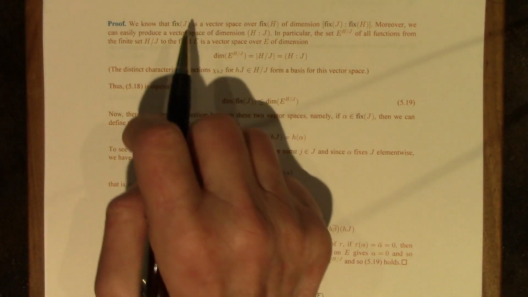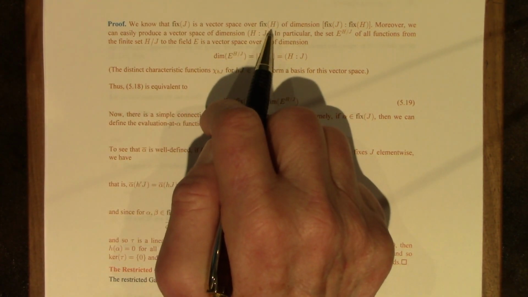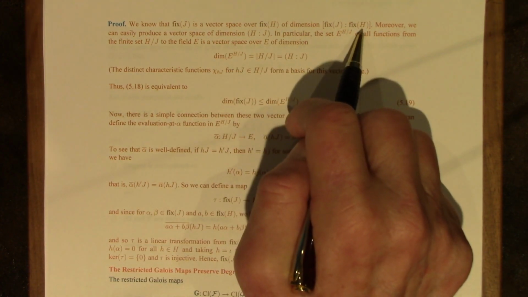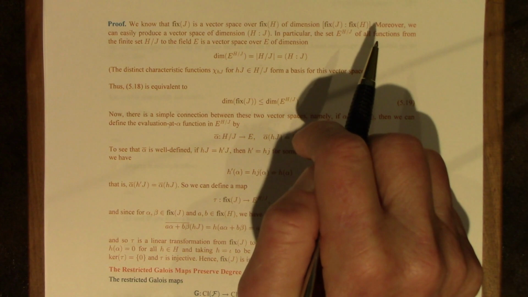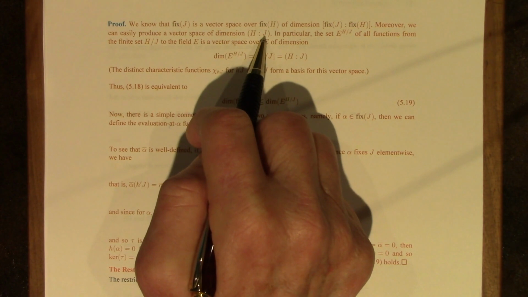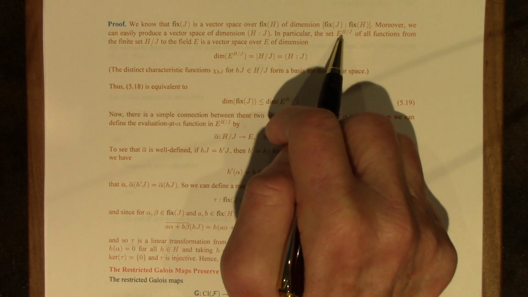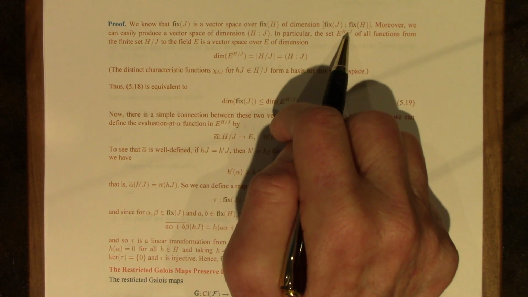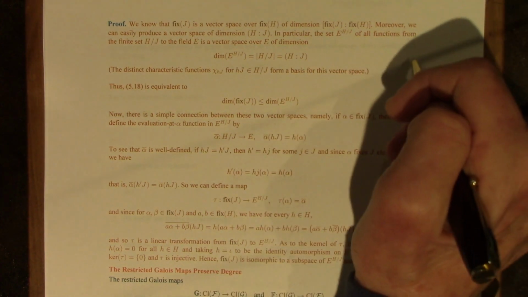Well, we know that fixed J is a vector space over fixed H. And the dimension of that vector space is the degree of fixed J over fixed H. We can also produce a vector space of dimension equal to the index of J in H as follows. Let E superscript H mod J. So these are the cosets of J in H. This is the field E. This notation is quite common.